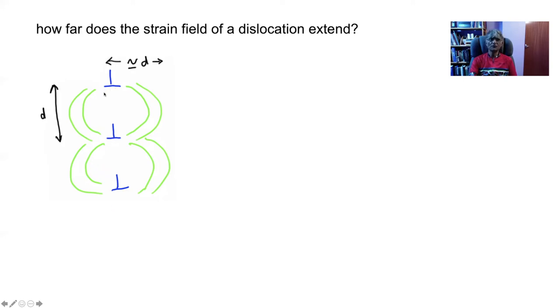So here we have a region of tension and here we have a region of compression. So they partly compensate each other. And very approximately, the strain field of these dislocations extends to a distance which is the separation of the dislocations along the interface plane. Okay, so we can replace R infinity by D, the spacing between the dislocations in the array of dislocations.